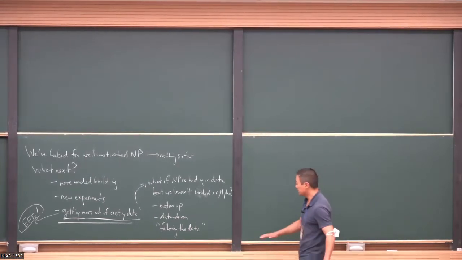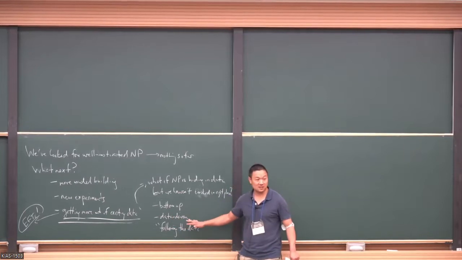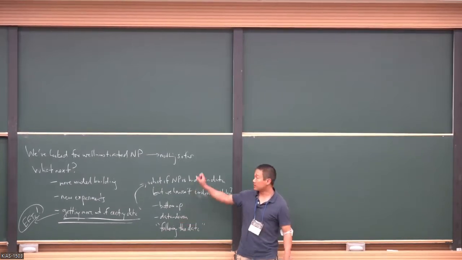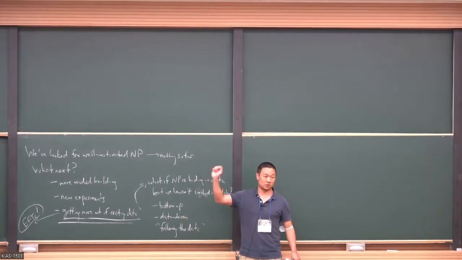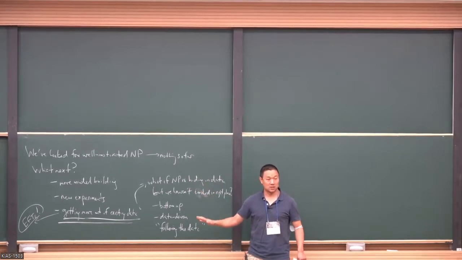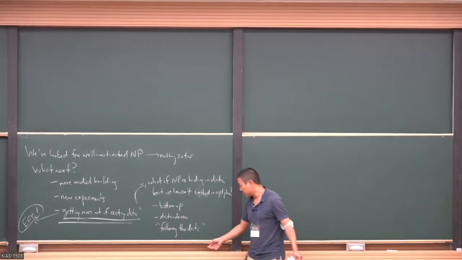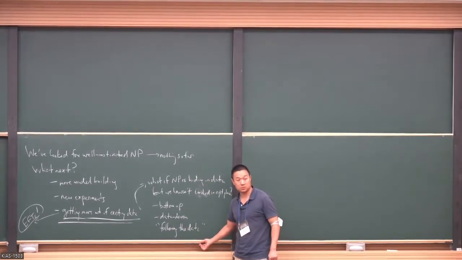Following the data means listening to the data. What is the data telling us? Is there a way to look for anomalies in the data without designing a search to look for the gluino or something? And machine learning, as you know, can help a lot with this program.